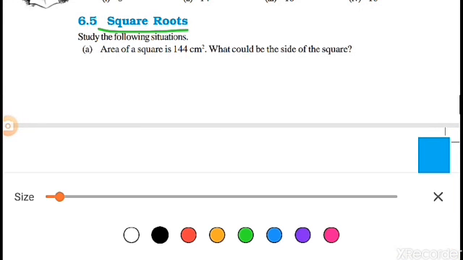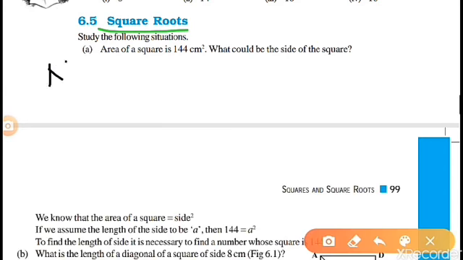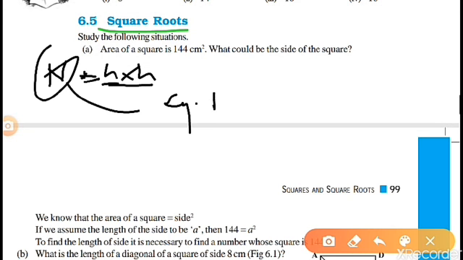Now first let us discuss the square number, that is, any natural number n which can be expressed as a product of n cross n. Then this n cross n is called a square number. We are well known to it.